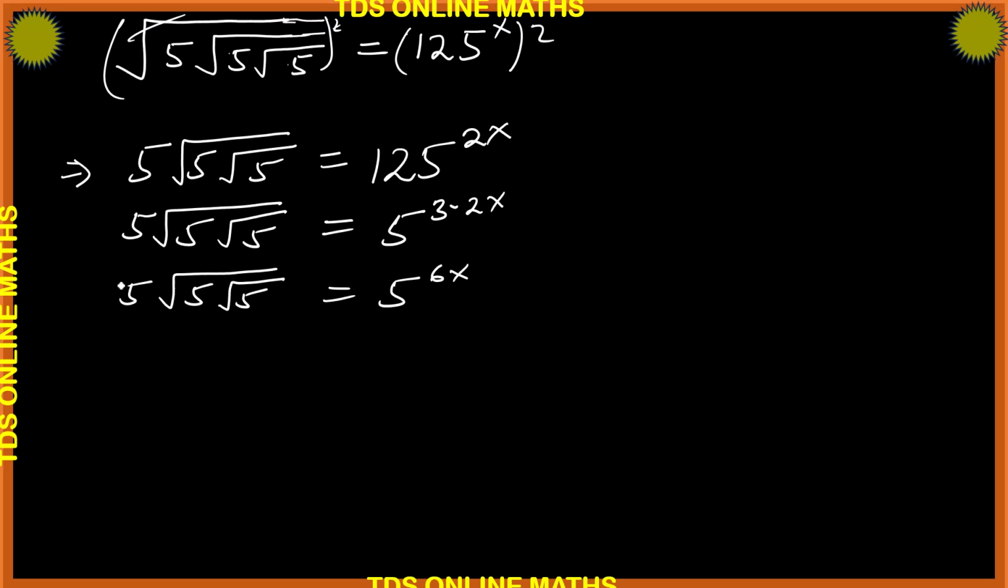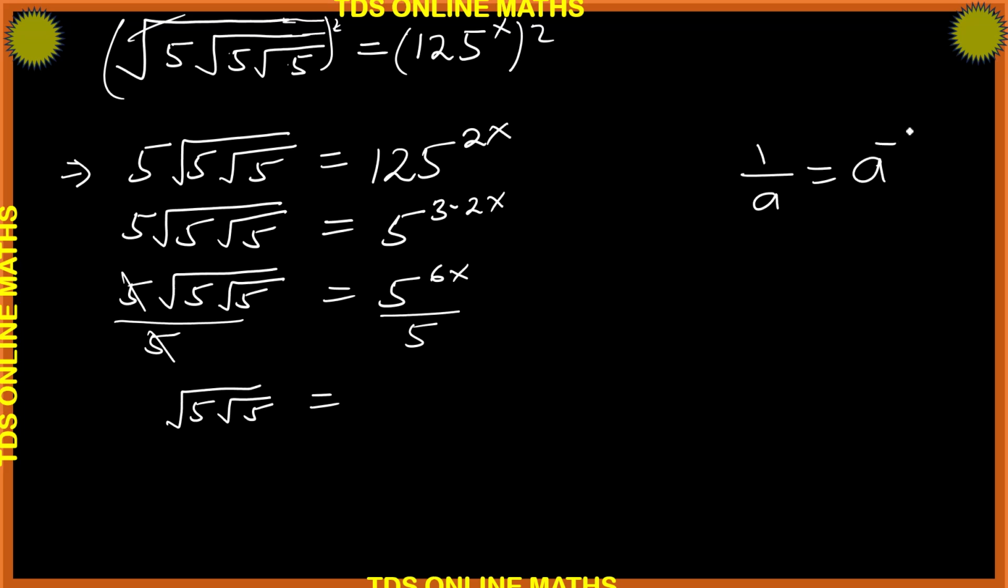Now let's get rid of this 5. So let's divide both sides by 5. So this one will cancel. So I will have 5 times 5. Now let's adjust this. In case we're given 1 on A, that's the same as A to the power -1. So we can say 5 to the power 6x times 5 to the power -1. As simple as that.